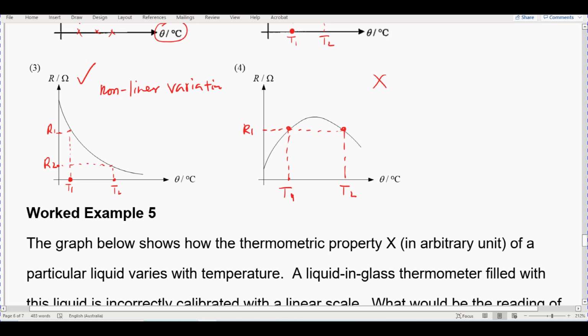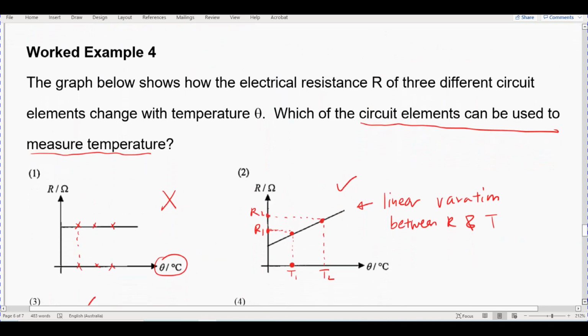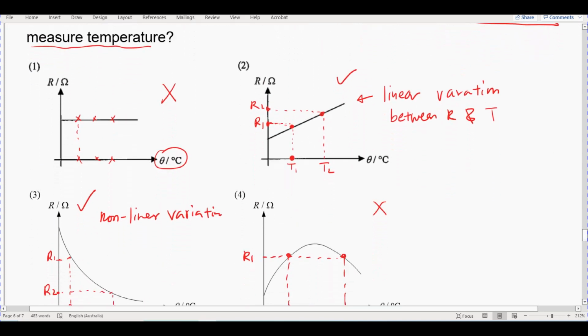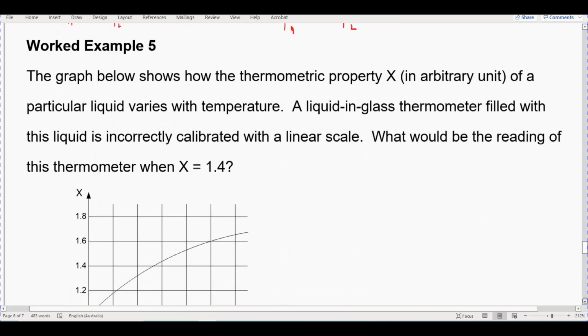Is that okay? So remember, a thermometric property must always vary in one direction with the temperature, and that direction could be increase or decrease. Also, you need to be aware that some variations are linear and some are not, and both are okay.